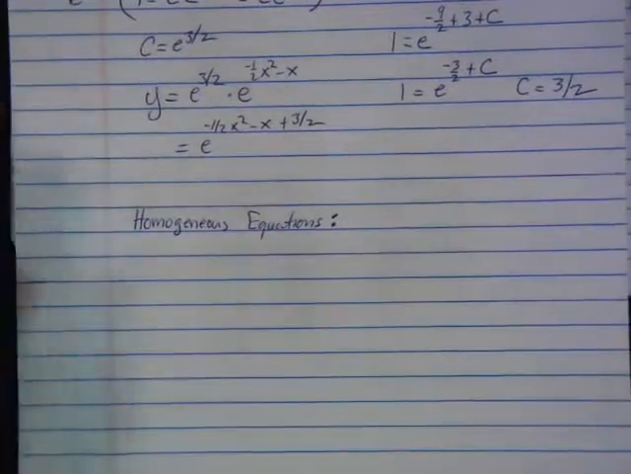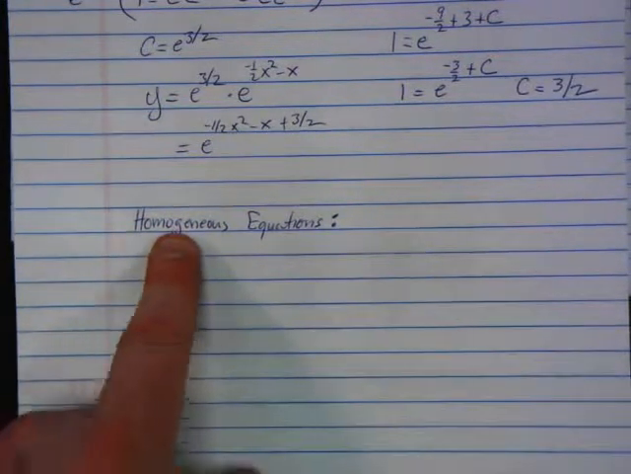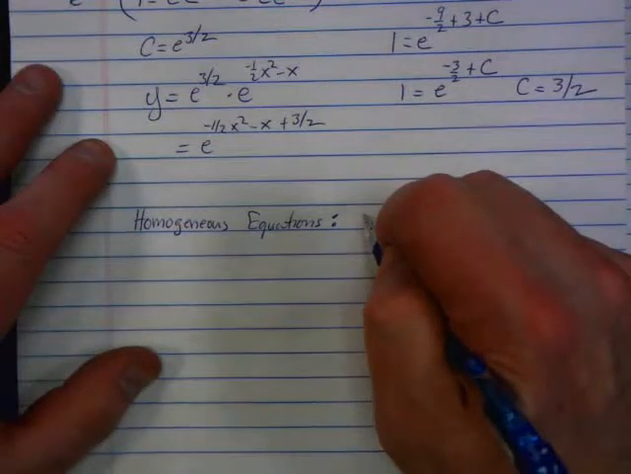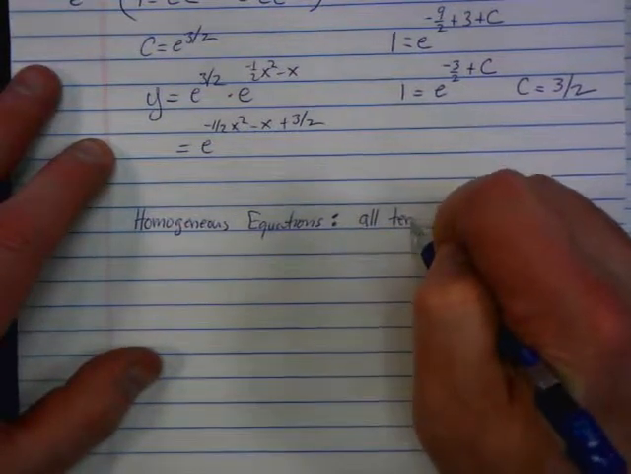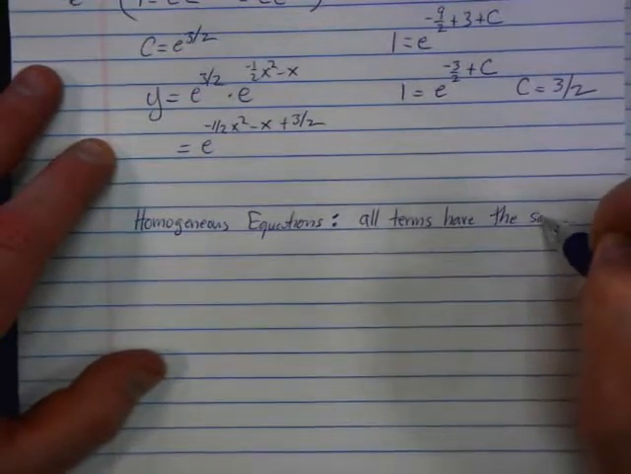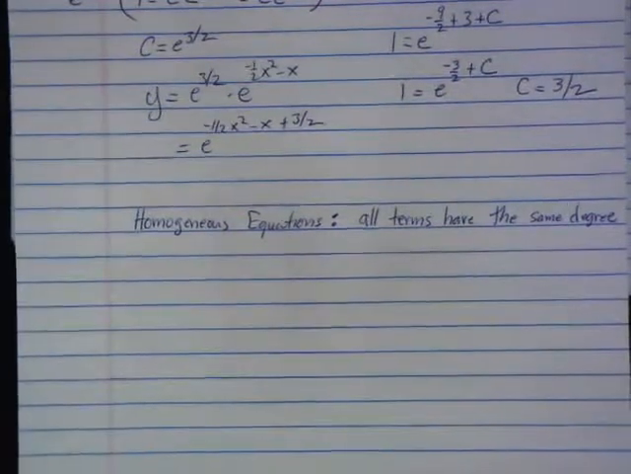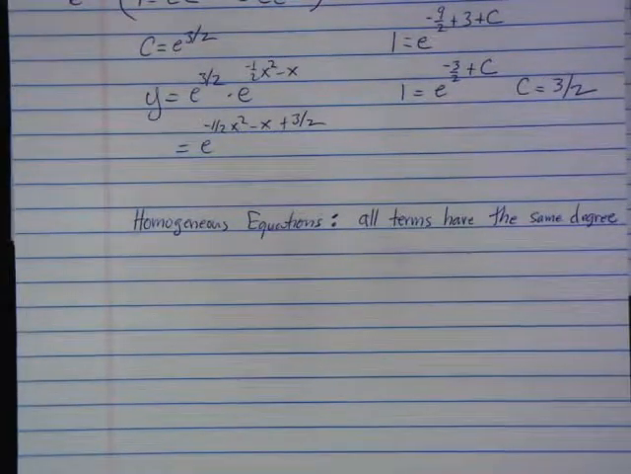And what I heard is the word homogeneous you're familiar with from science. And you told me, what does the word homogeneous mean in science? All things in the set are the same type. In mathematics, homogeneous means all terms have the same degree. So we have a bunch of things that are all of the same type. They all have exactly the same degree.